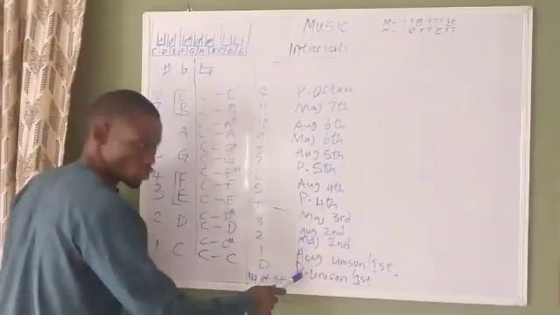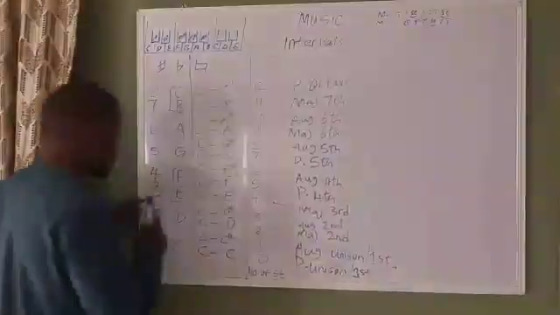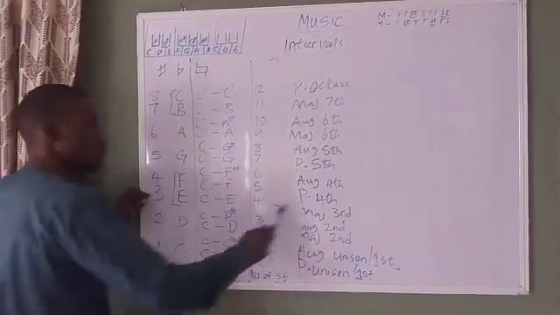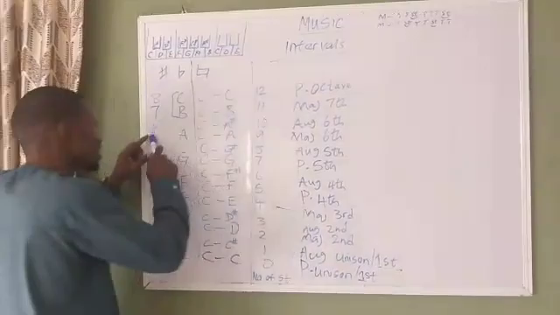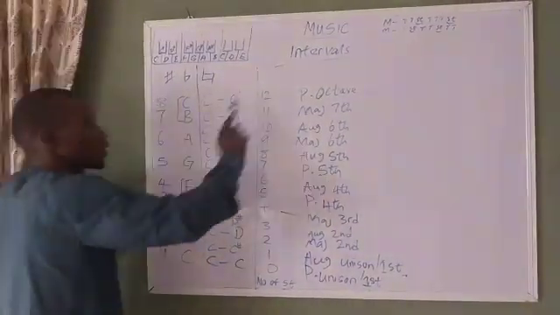I'll go again. 1 is what? Perfect unison. 2 is what? Major second. 3 is what? Major third. 4 is what? Perfect fourth. 5 is what? Perfect fifth. 6 is what? Major sixth. 7 is what? Major seventh. And 8 is what? Perfect octave.